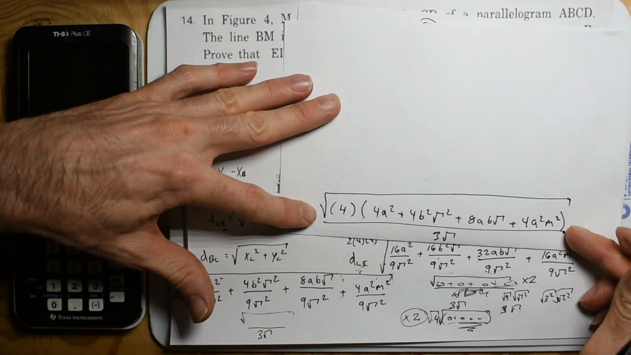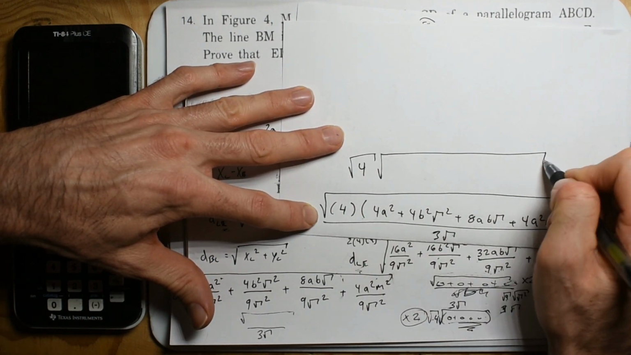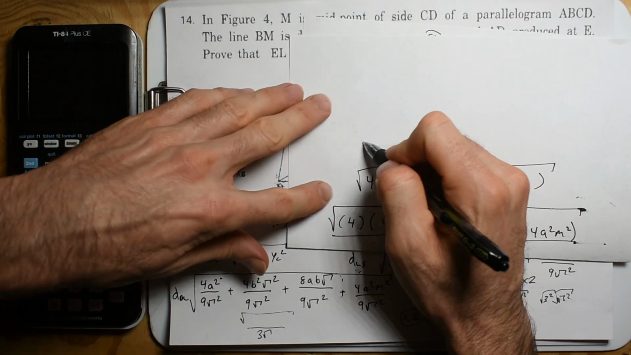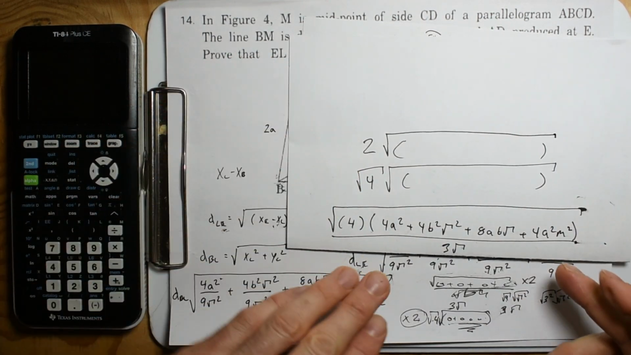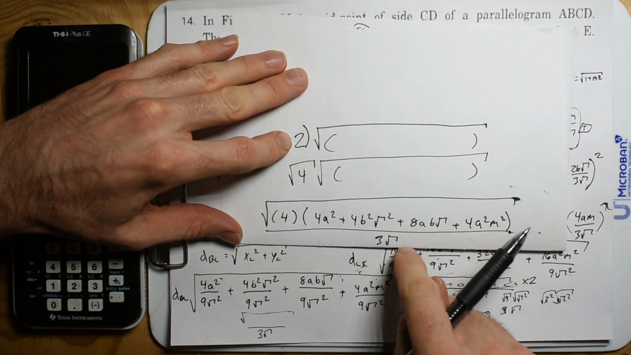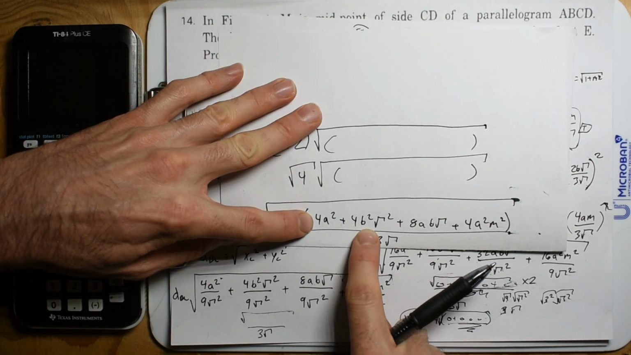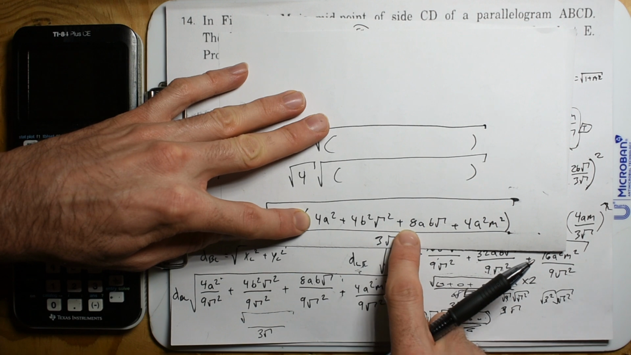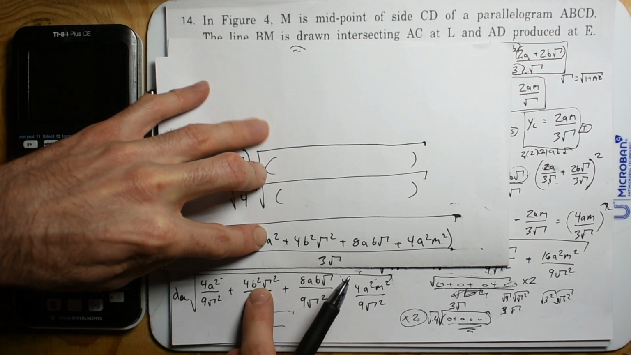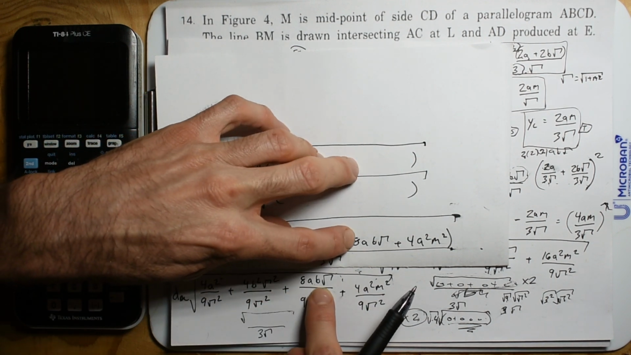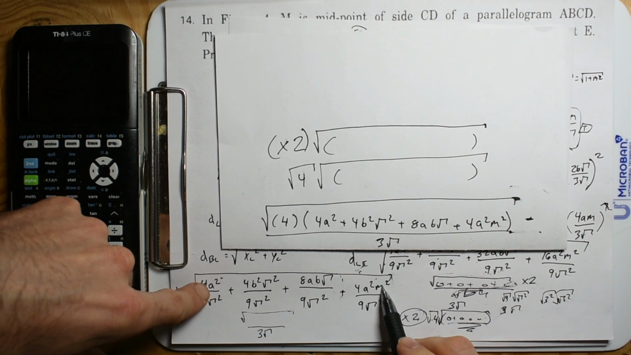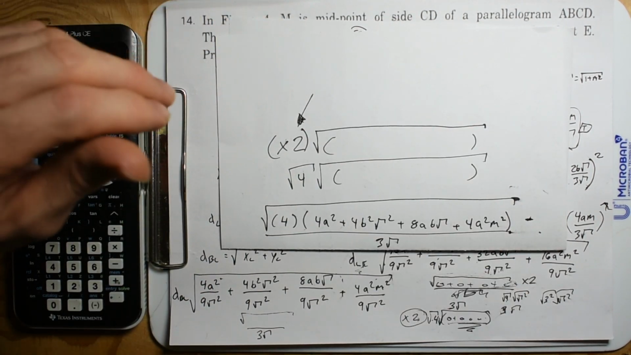But now you can see that it's the same thing as square root 4 and then square root of all that stuff. The square root 4 just becomes 2, and then you have all this stuff still in there. So now you can see that I have a multiple of 2 times all this, and the denominator is the same. What do I have here? 4a squared, 4b squared square root squared, 8ab square root plus 4a squared m squared. So those terms are the same as these terms, and we have a factor of 2 for the length.